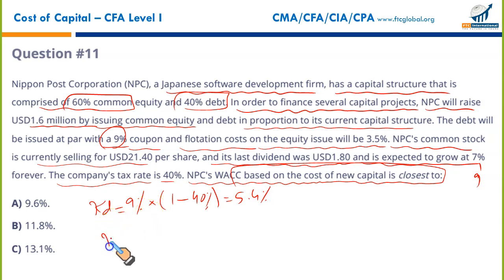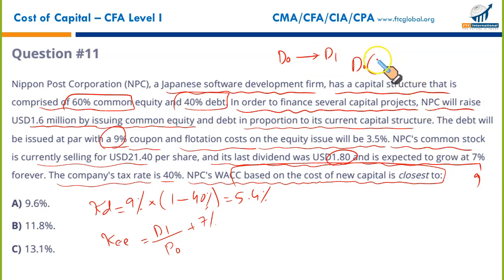Then for the cost of common equity, we will only be using the dividend discount model, as the CAPM data is not given. So the formula is D1, the next dividend, upon the current share price, plus the growth rate. The dividend given is 1.8. That was the last dividend. This is not D1, this is D0. How do we convert D0 into D1? By simply multiplying D0 with the growth, that is 1.07. It will give you the next dividend. So D1 is 1.8 times 1.07.